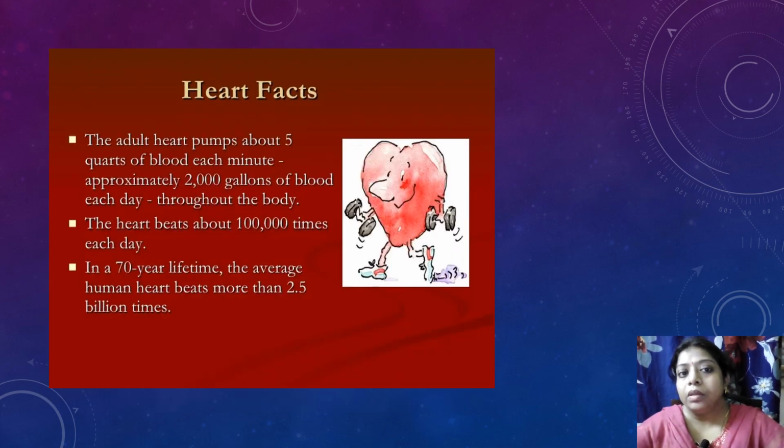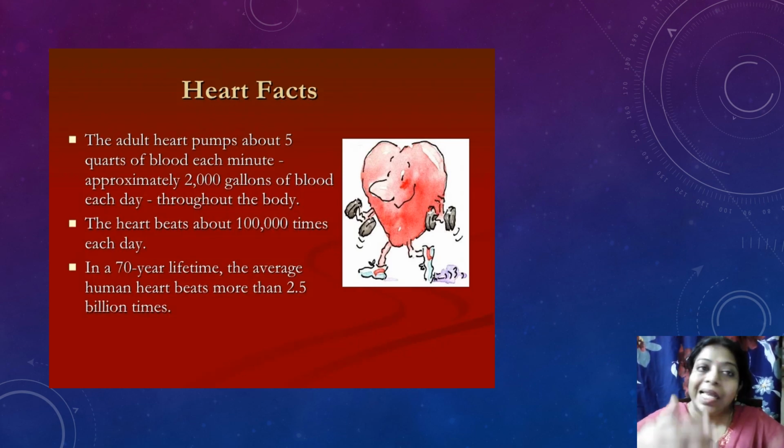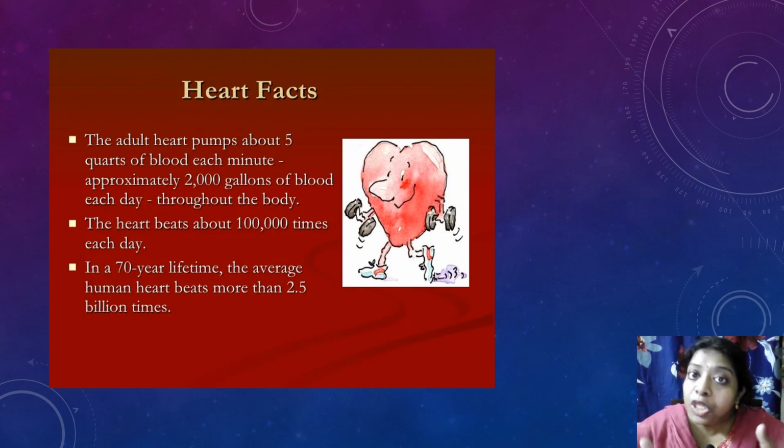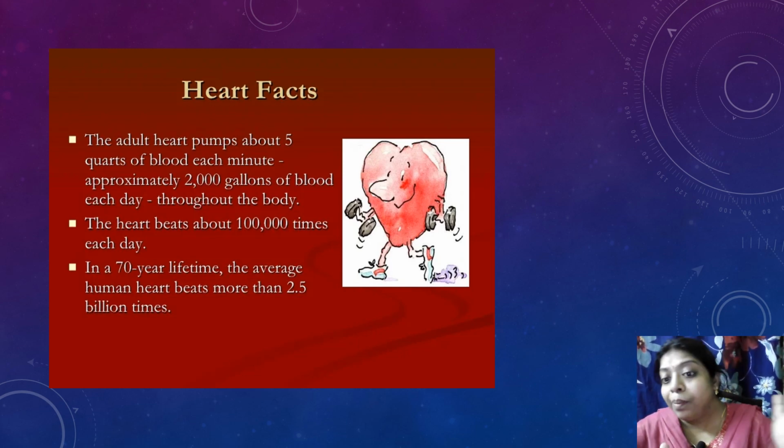So the next one will be the heart facts. Before going into the heart facts, let's quickly see the blood flow in the heart. The arteries, I already told you, receive the oxygenated blood from the heart and supply it throughout the body. This we already know. Whereas the veins, what do they carry? They carry the deoxygenated blood from all the parts of the body to the heart for the purification or the oxygenation. In other terms, I can say the right atrium receives blood from the veins.